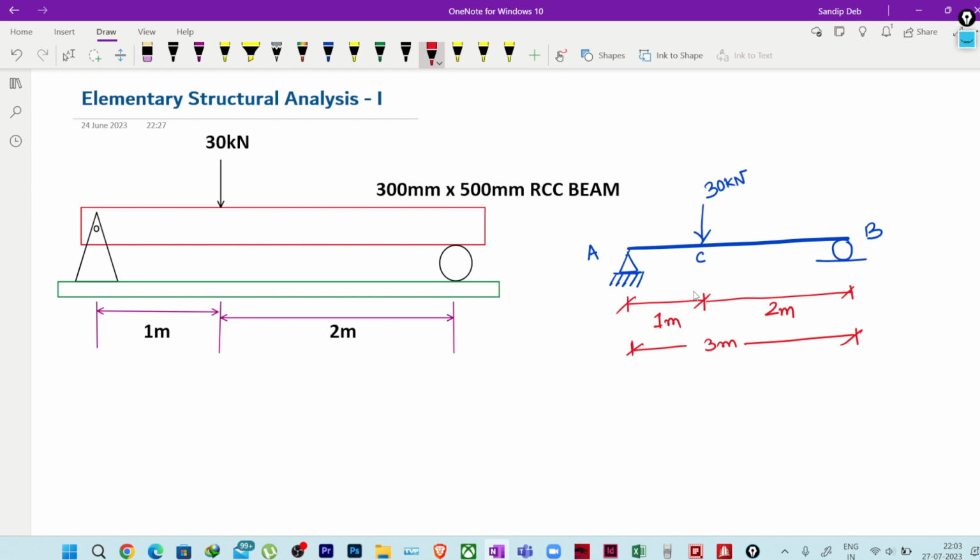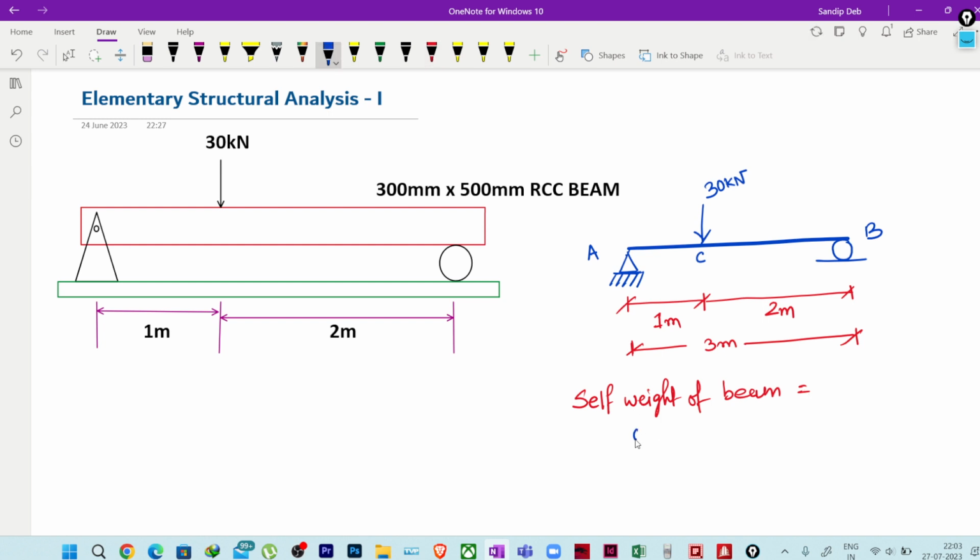Only the 30 kilonewton load is not enough to analyze your beam, correct? So first of all, other than this 30 kilonewton point load, what is the load of this particular beam? We will find it in that way, so I will write self weight of beam, let me change the color.